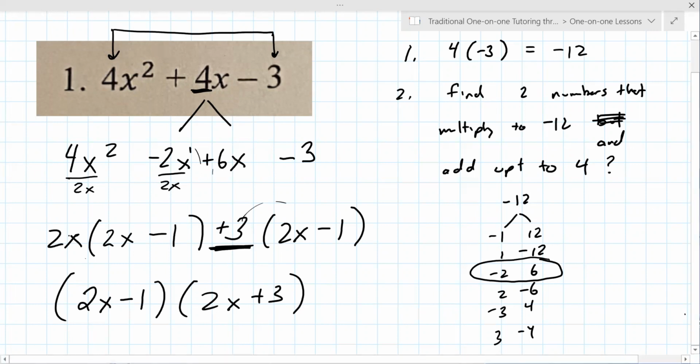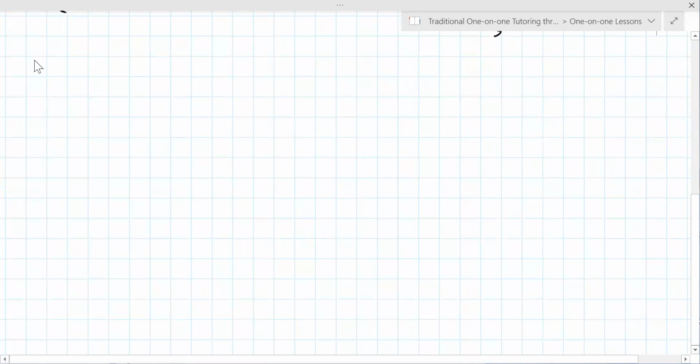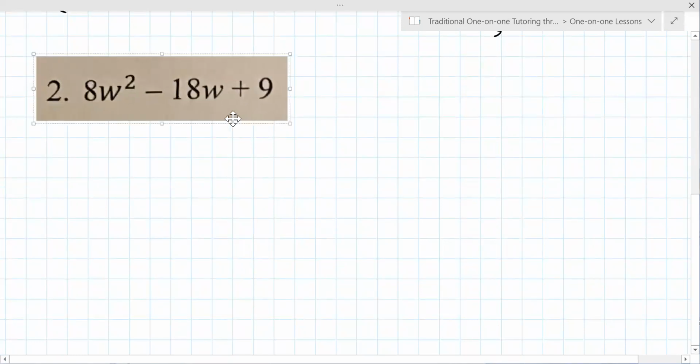All right. Great. Let's try number 2. We're going to do it exactly the same way. It's many steps, but it's the same every time, so it's totally doable. So you take the first number here and the last number here, 8 and 9, and you multiply them. 8 times 9 equals 72, right? So now you write the factors of 72, but you're looking for the ones that add up to negative 18 over here on the left.